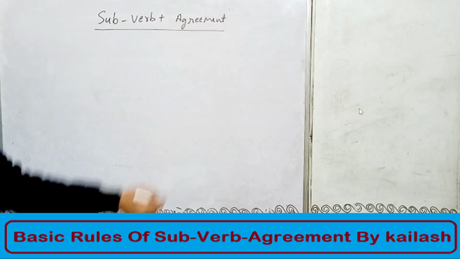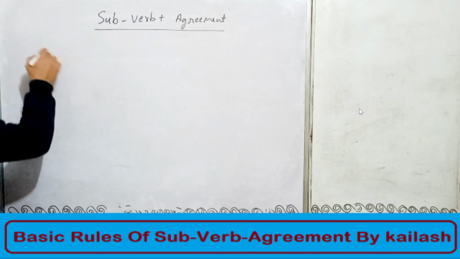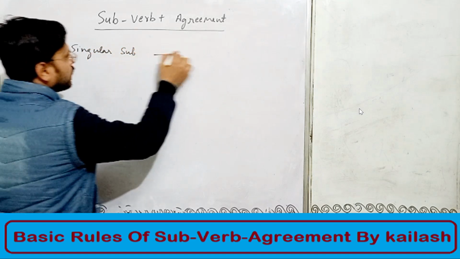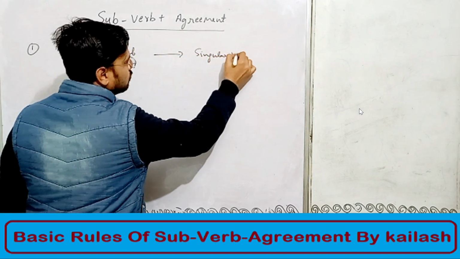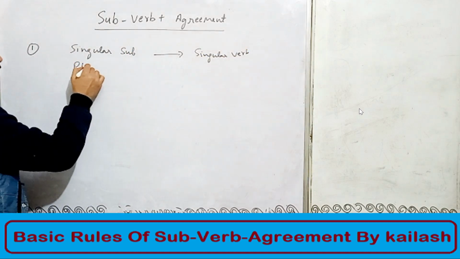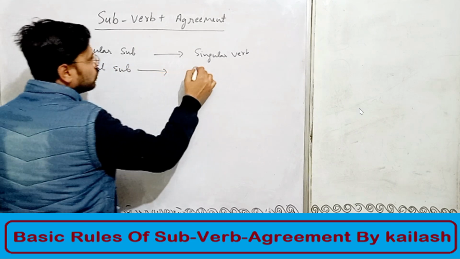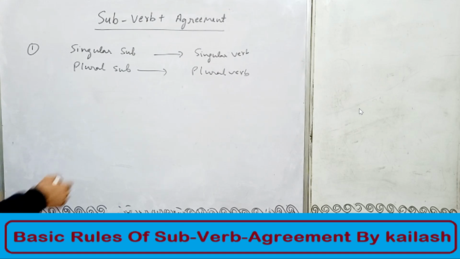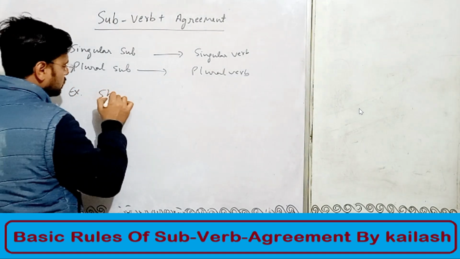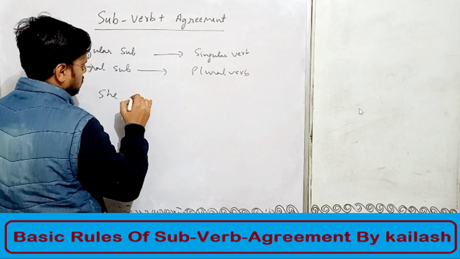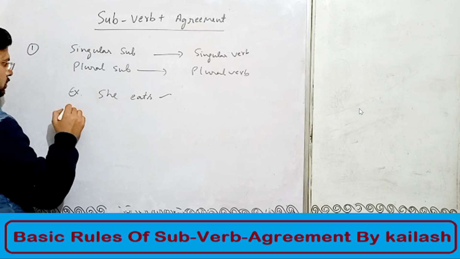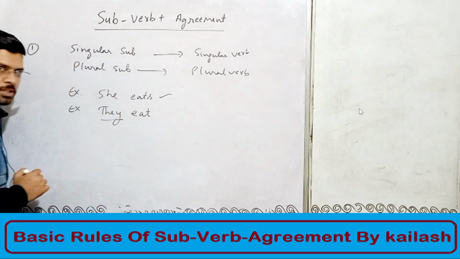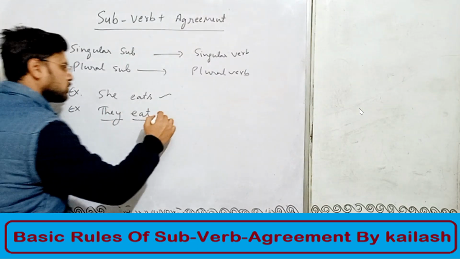Okay. The first rule is: a singular subject takes a singular verb and a plural subject takes a plural verb. Example, we already discussed. Let me write again. Example: She eats. This is correct. They eat. This is a plural subject and this is a plural verb. So this is also correct.